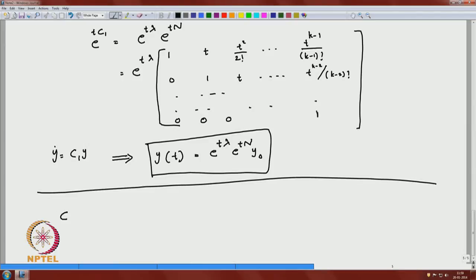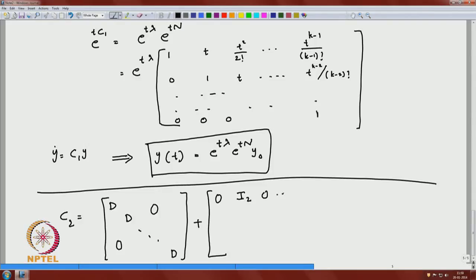Another one is of the form c2. C2 you can again write in a nice way, but not with an identity. You will write only d on the diagonal: you write your d here, 0 here, 0 here, plus on the off diagonal, these are all 2 by 2 zeros. This is 2 by 2 0, 0, 0, I 2. The last but one element will be I 2, and then you have 2 by 2 zeros.